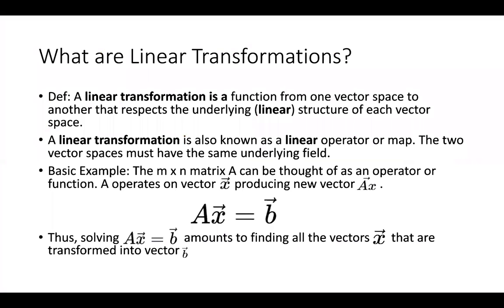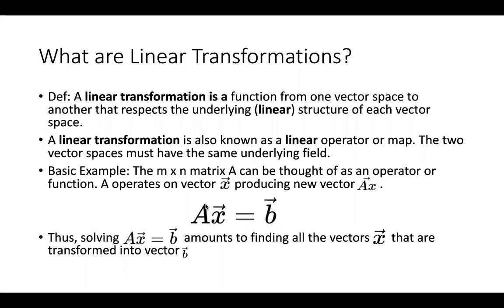Now, the first question is, what are linear transformations? The basic definition is that a linear transformation is a function from one vector space to another that respects the underlying linear structure of each vector space. Another definition is that a linear transformation is also known as a linear operator or map. The two vector spaces must have the same underlying field.